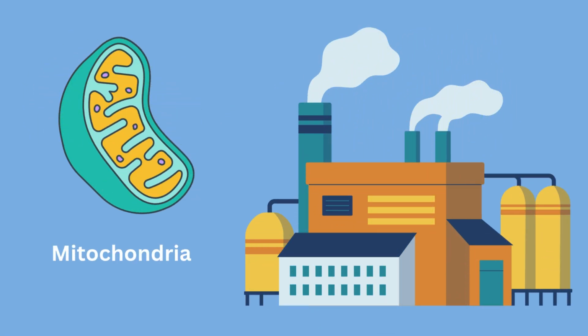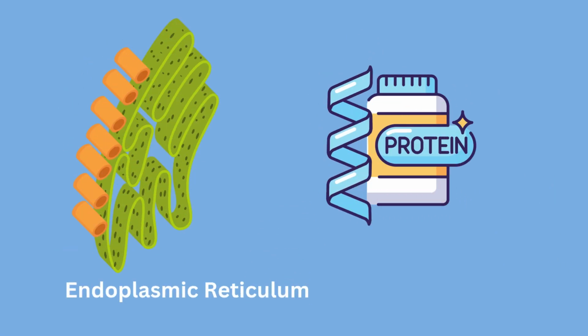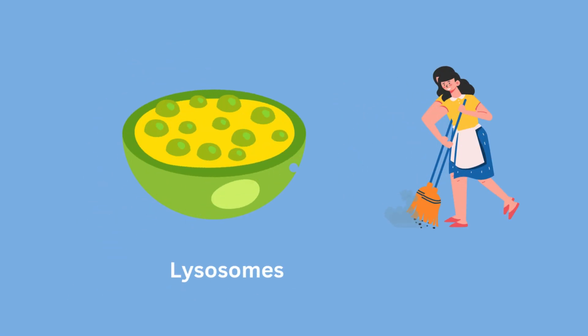Alright, let's wrap things up with a quick cell functions overview. Energy production. Mitochondria are the powerhouses, converting nutrients into ATP, usable energy, through cellular respiration. Protein synthesis. Ribosomes, along with the rough ER, work together to build proteins that the cell needs for growth, repair, and functioning. Maintenance and cleanliness.